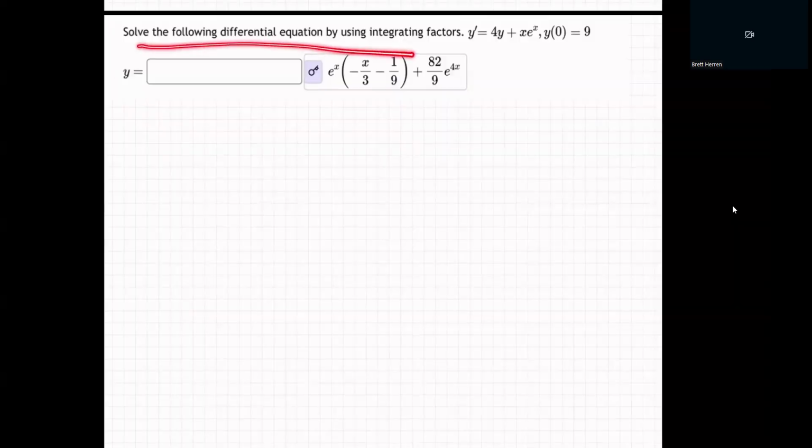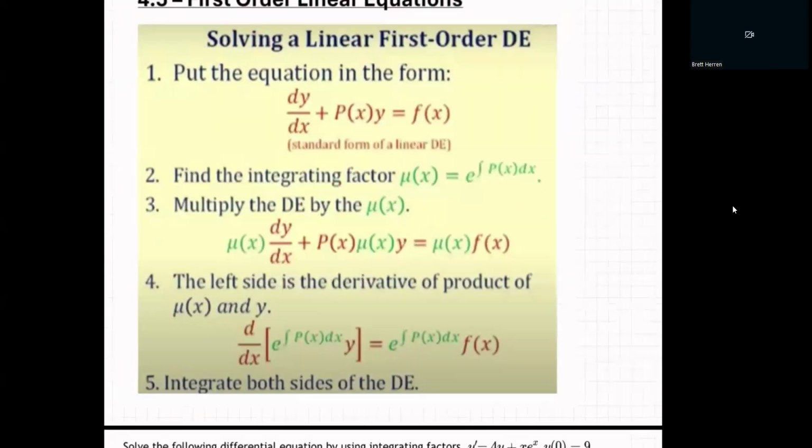Solve the following differential equation by using integrating factors. Okay, so how do we do that? Well, here's the steps. Step number one, you got to get y prime or dy/dx alone, then the y stuff, then the other stuff.